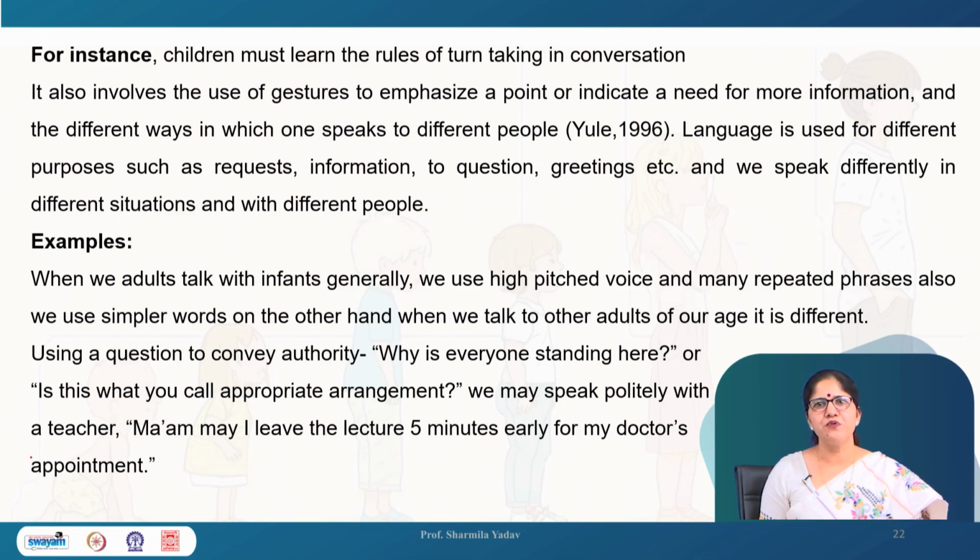We may speak politely with a teacher. Ma'am, may I leave the lecture 5 minutes early for my doctor's appointment? And when we adults talk to kids of 5 or 6 years, or below that 4 years, we generally use a high pitched voice. For example, we say, "Oh Rahul, where were you? What are you doing nowadays? How are your parents?" A bit of exaggeration, and the voice is a bit loud.